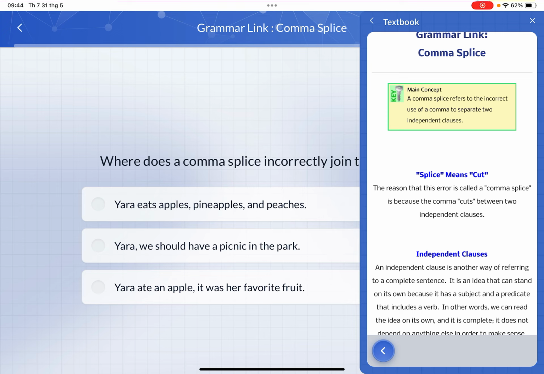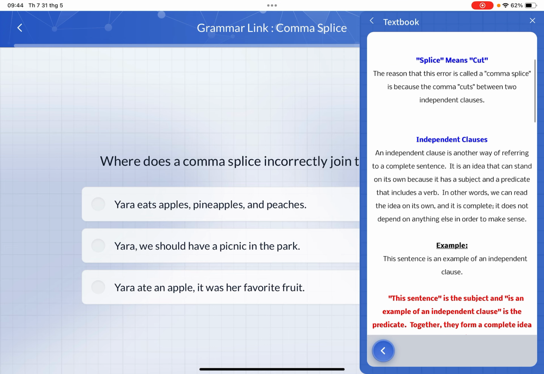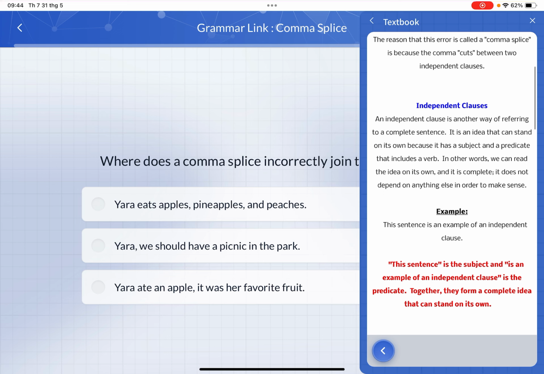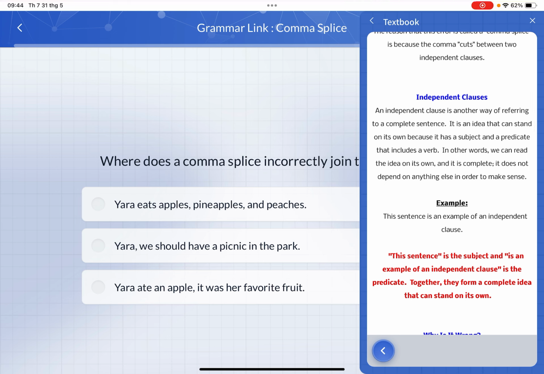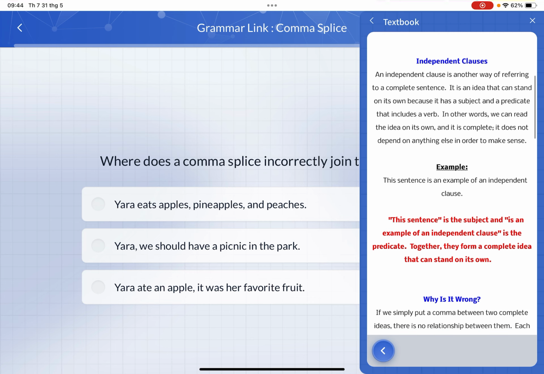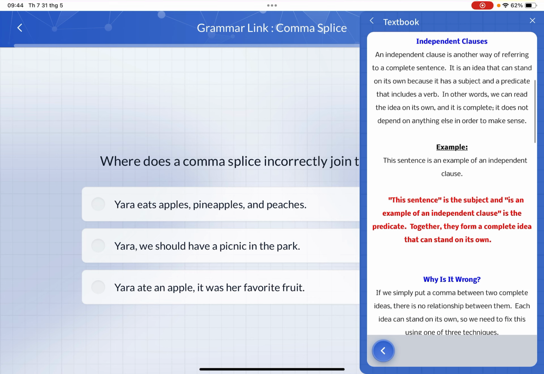An independent clause is another way of referring to a complete sentence. It is an idea that can stand on its own because it has a subject and a predicate that includes a verb. In other words, we can read the idea on its own and it's complete. It does not depend on anything else in order to make sense. It just stands alone and makes sense. But it is combined with a dependent clause.